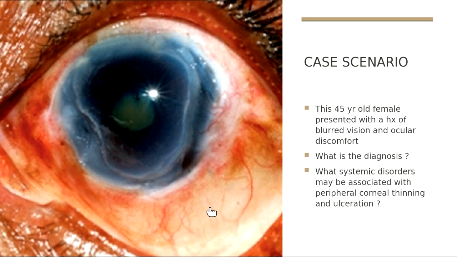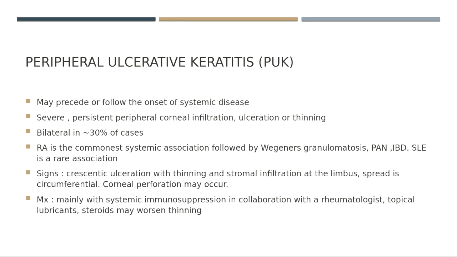Does anybody have any clue what this is called? And what systemic autoimmune disorders are associated with peripheral corneal thinning and ulceration? No. All right. So this is known as peripheral ulcerative keratitis. It may actually precede or follow the onset of systemic disease. In severe cases, it can lead to thinning and ulceration.